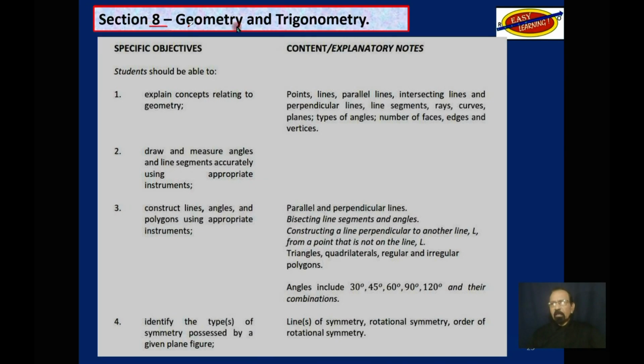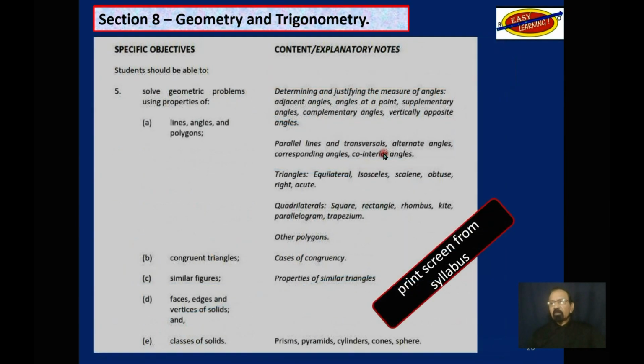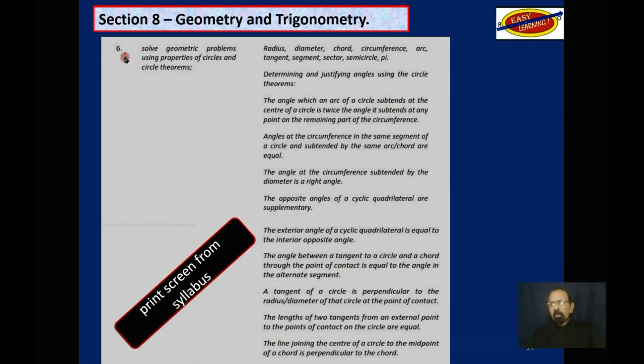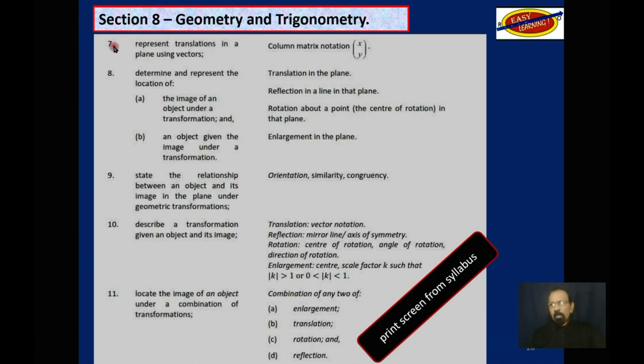So section 8, geometry and trigonometry. We have completed this first page here, which is a print screen from this section of its objectives. Completed all of those. From the next page, objective 5, we have completed that. From the next page, objective 6, we have completed that. From the next page, we haven't finished with this page yet.